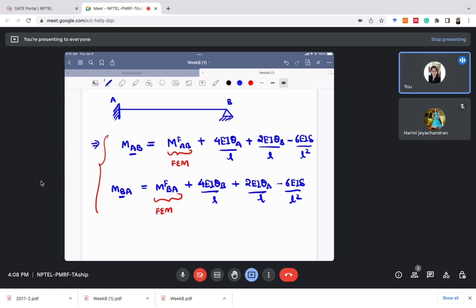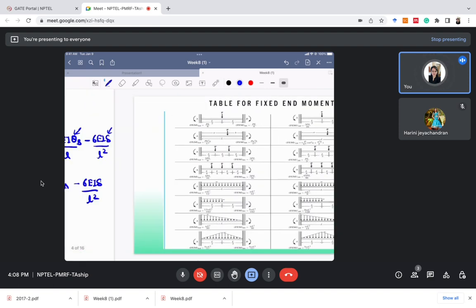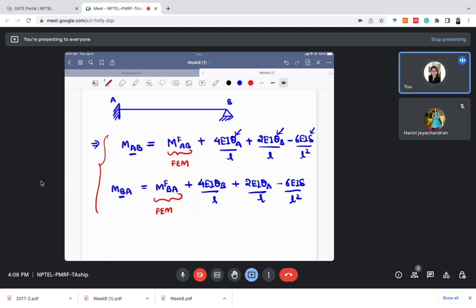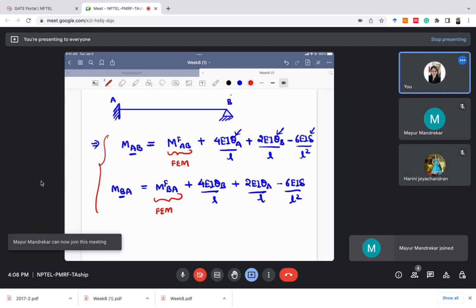Here MFAB, I've already told you, is a fixed end moment. Theta A is the slope at A, theta B is the slope at B. And delta is the amount by which any support sinks or settles. I've already told the sign convention for moment and for rotation. So what would be the sign convention for this delta term? This delta term will be positive if the support on the right-hand side settles. The support at the right side is support B.